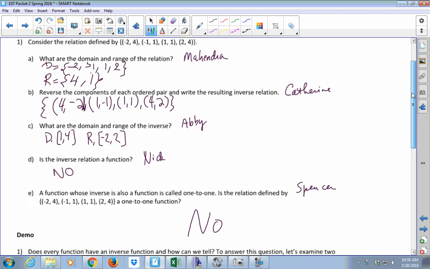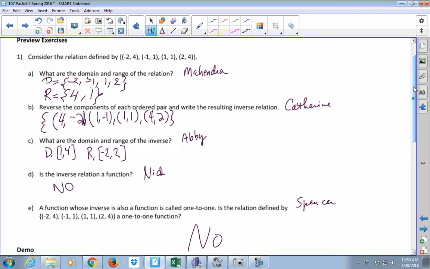Knowing that we had, usually when we have the second day of inverses, we don't have 10 days in between. So this was just a little review for you about domain and range.